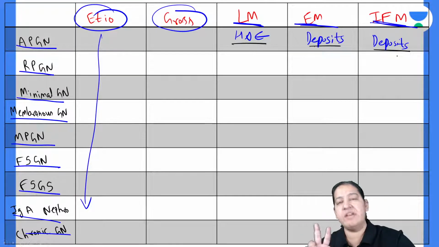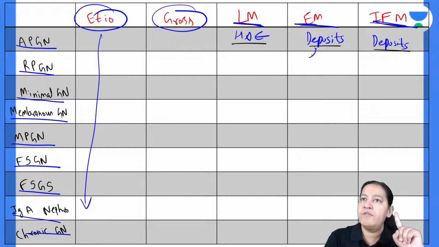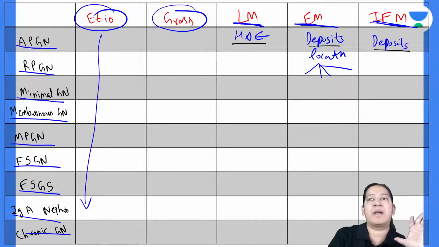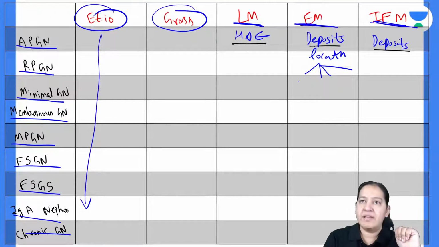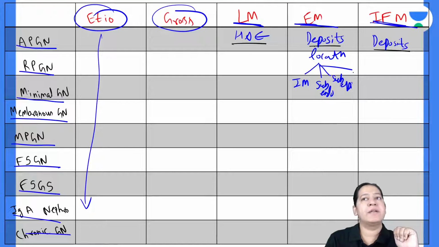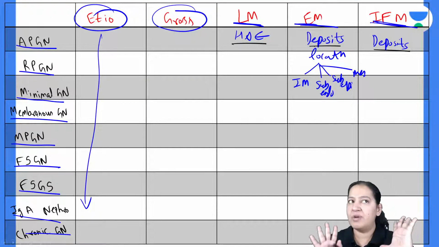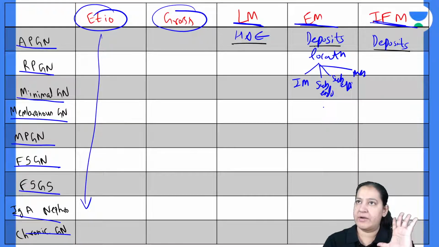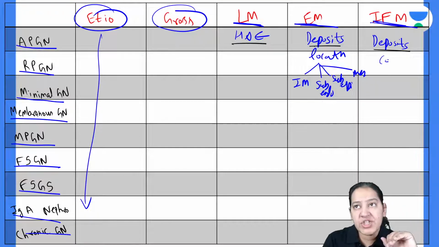Now, what is the difference between these two? In electron microscopy, you will be able to find out the location of deposit. So there are four locations. Which one is there in that particular type of glomerulonephritis? Whether the location is intramembranous, or subendothelial, or subepithelial, or mesangial. So what is the actual location of the deposit? It is shown by electron microscopy. And what is the composition of the deposit?